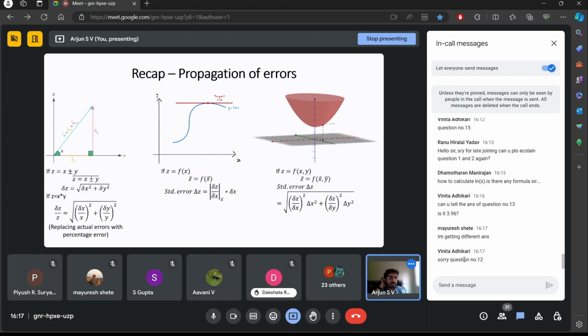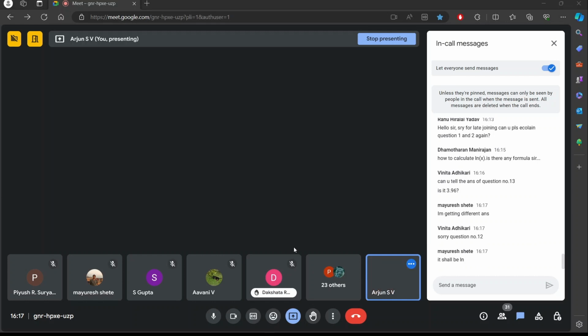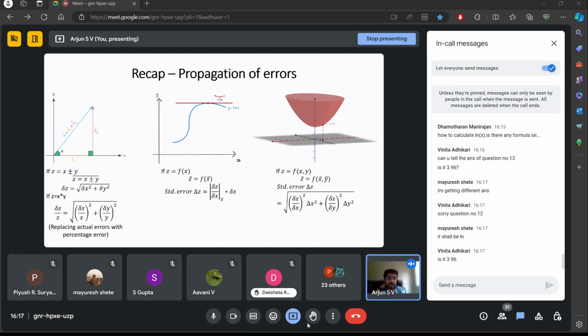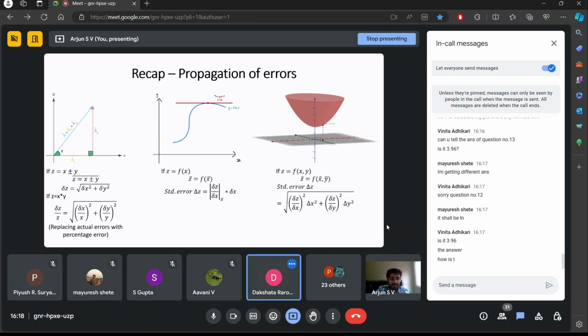Sorry, question number 12. For question number 12, I don't think you would be getting that large an answer because it's the percentage error, so it will be coming less than 1 only. Put some thought into it. But I think the answer to question number 12 is 0.10. Yeah, that can be an answer as well. I don't know if you can say that is the right answer as well.